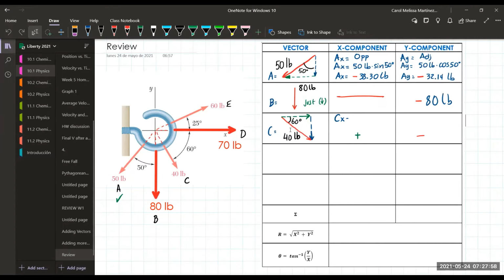Cx. How is Cx according to the angle? Is it opposite or is it adjacent? Opposite. No, it's adjacent, because it's touching the angle. That's what I want you to notice. See where the component is located, and how it is according to the angle. It is next to my angle, so it means that it is adjacent.